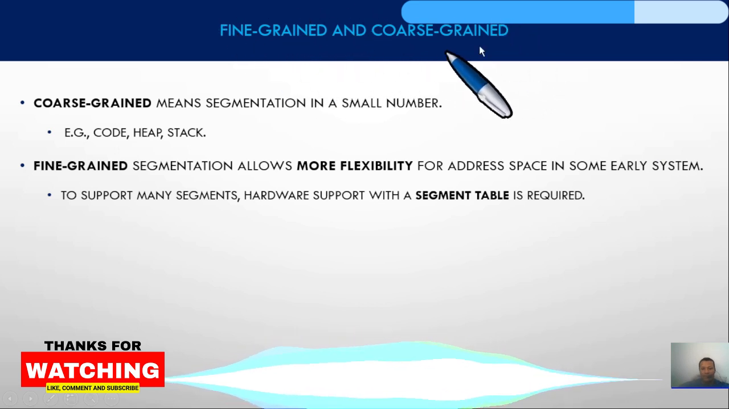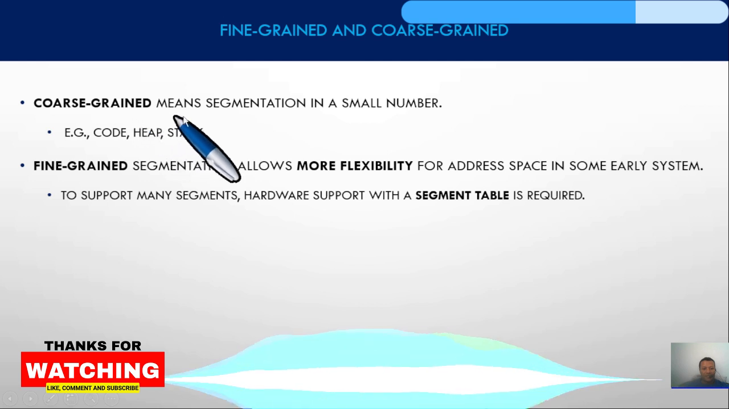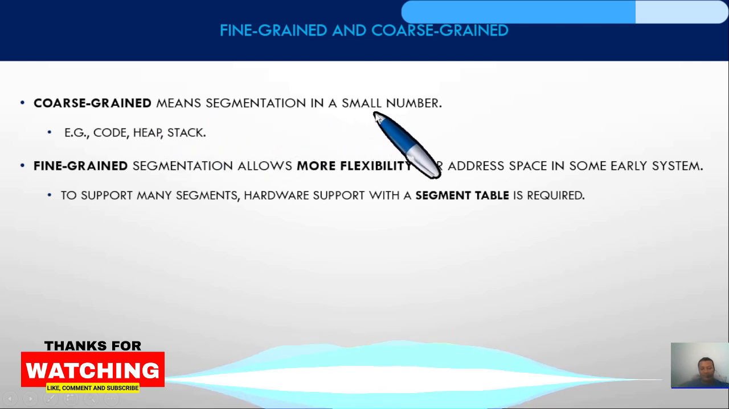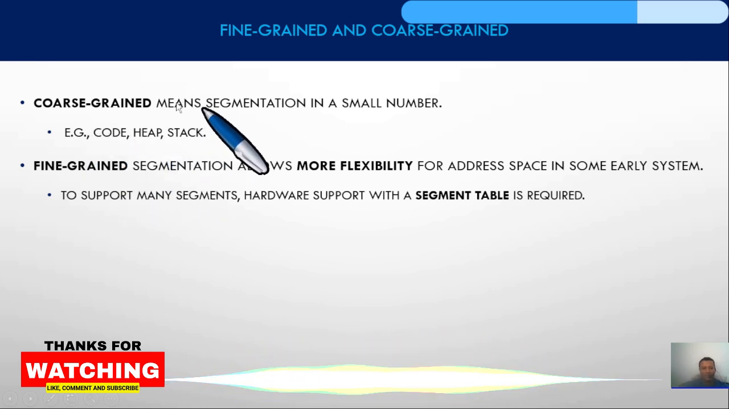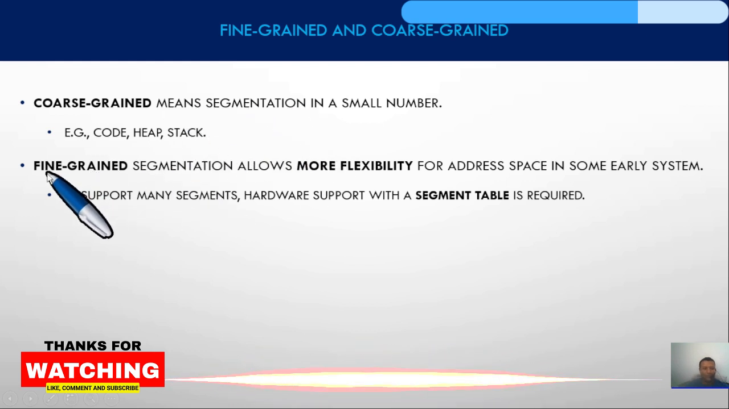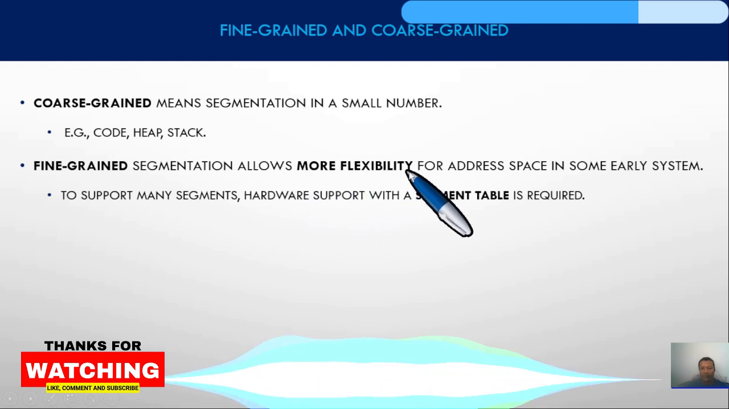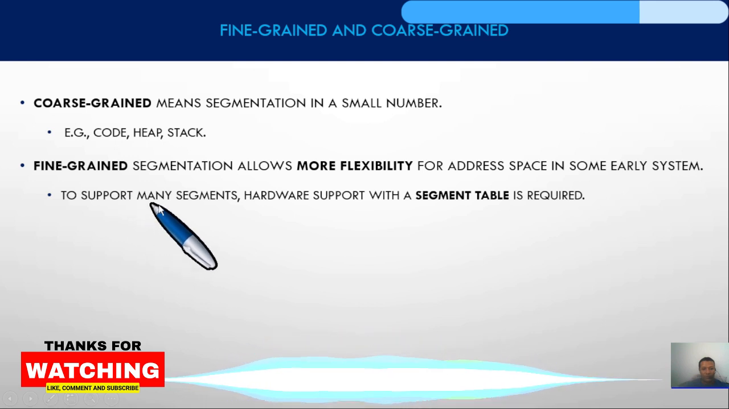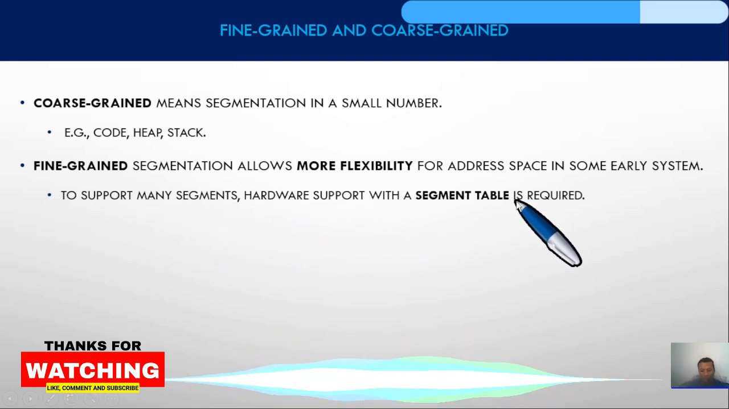Fine-grained and coarse-grained is another idea. Coarse-grained means segmentation in a small number. For example, in our situation, we have code segment, heap segment, and stack segment. This is a coarse-grained type of segmentation. But fine-grained segmentation allows more flexibility for the address space in some early systems. To support many segments, hardware support with a segment table is required.